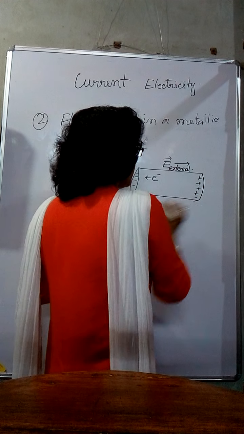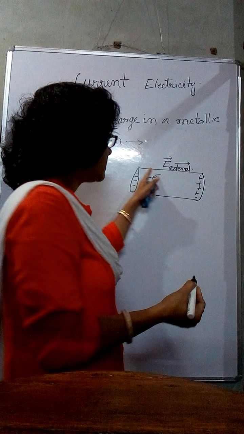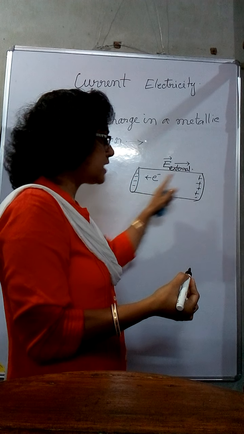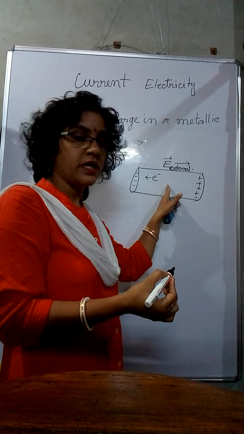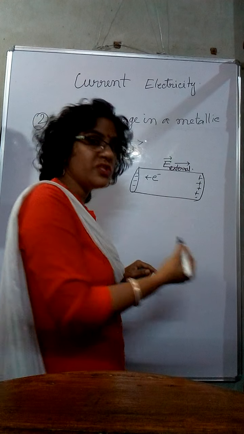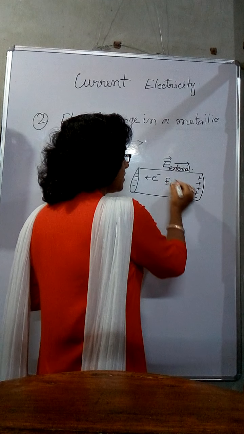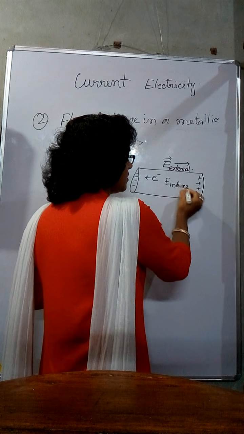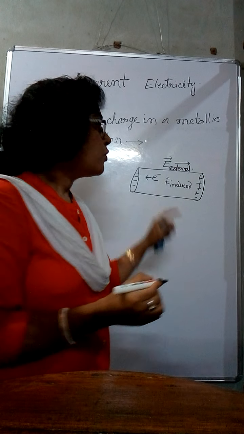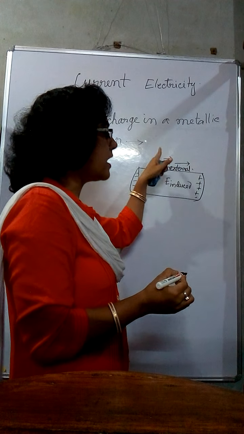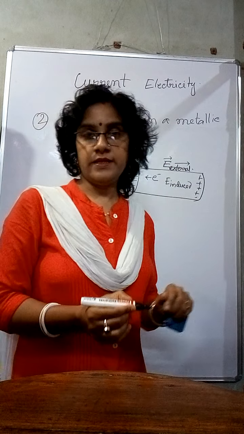But as there are lots of electrons, and this side is negative charges and that side is positive charges, throughout the conductor there will be an induced electric field, and that induced electric field will balance the external electric field. For that reason there will be no current.